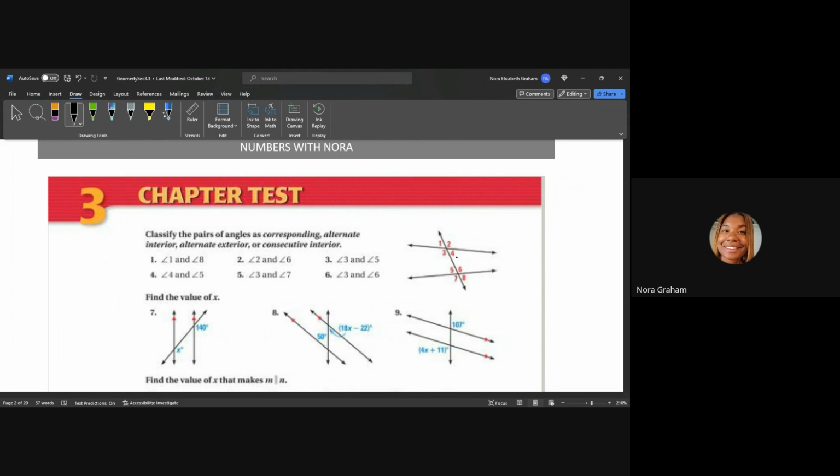For 4, I have angle 4 and angle 5. These ones right here are going to be alternate interior angles. Because like I said, if you look at your transversal right here, that cuts the 2 lines, they're on alternate sides of my transversal, and they're on the inside of my other 2 lines. So alternate interior.